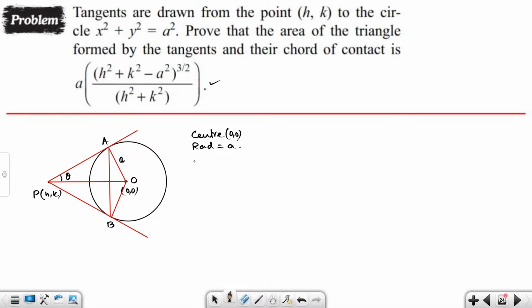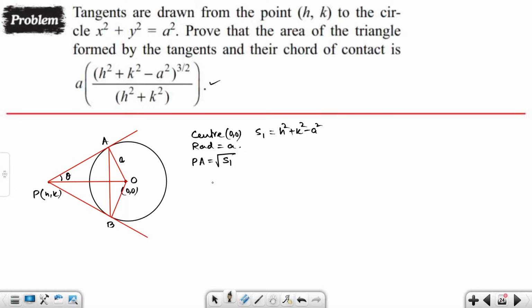Now, what is your PA? PA is basically the length of the tangent, which is nothing but root of S1. Okay, what is S1? S1 is nothing but h square plus k square minus a square. Let it be like that. I am writing it as only S1. So, PA is root of S1.